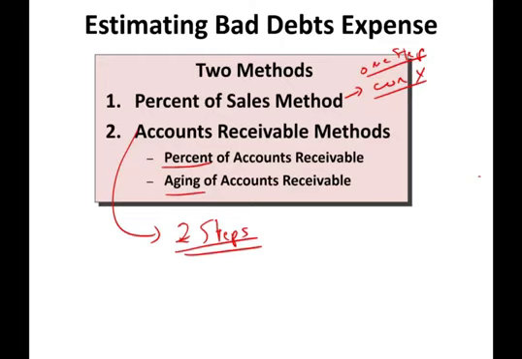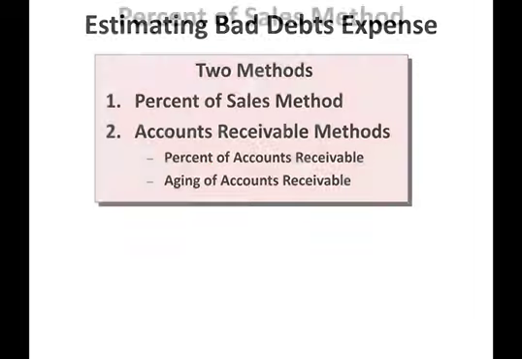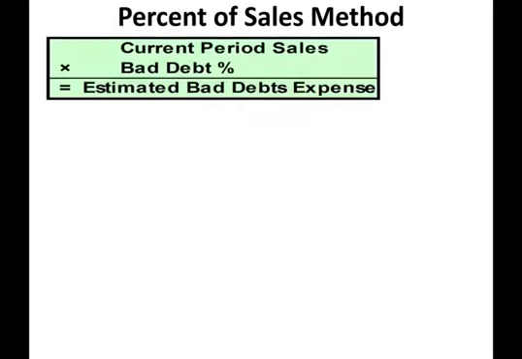So let's start with the easy method, the percentage of sales. How does the percentage of sales work? Well, simply put, you take current period sales, and sometimes you take current credit sales, depending on what the company uses, and you multiply this by some percentage that you estimate. So this is an estimate. You take current period sales and multiply by some percentage, and basically you will get to your bad debt expense. That's what you're looking for.